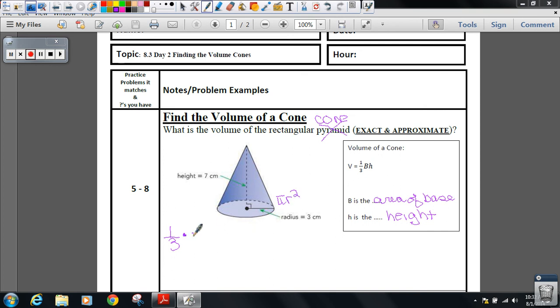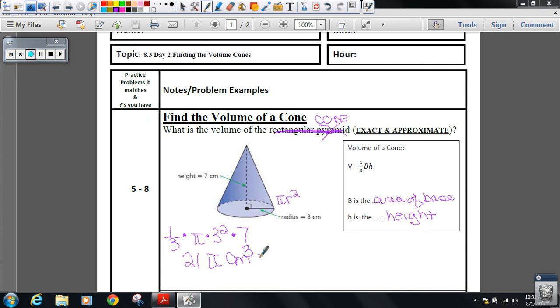So I would say 1/3 times pi. My radius is 3 squared, and then I take it times my height, which in this case the height of the cone is 7. So if I go ahead and simplify that, that's going to give me 21 pi. And since it's volume, it's centimeters cubed. So that is going to be the exact volume of the cone.